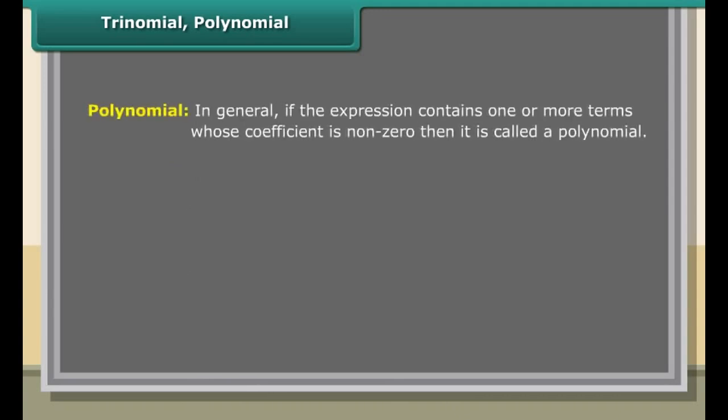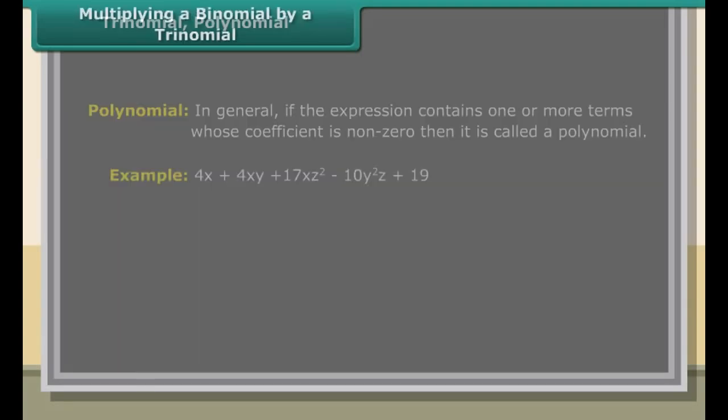Polynomial. In general, if the expression contains 1 or more terms whose coefficient is non-zero, then it is called a polynomial. Example: 4x + 4xy + 17xz² - 10y²z + 19.